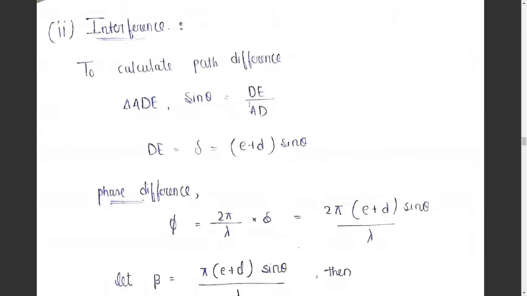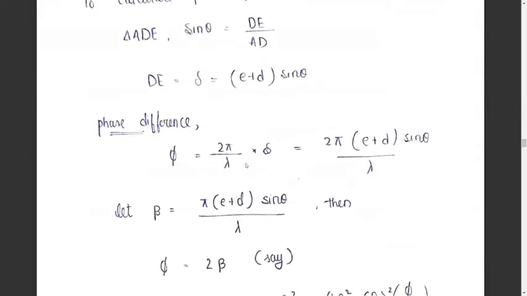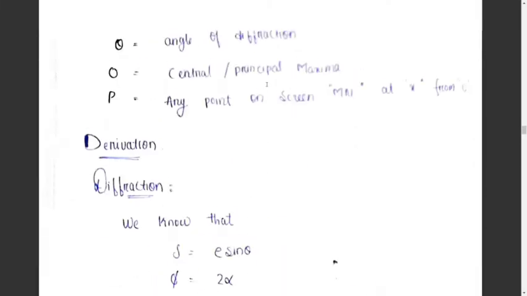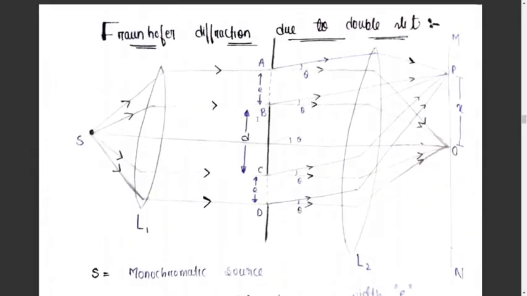So that path difference is nothing but e plus d into sin theta. So that is delta. From delta you can just calculate phi. Phi is nothing but 2 pi by lambda into delta. So you can just substitute those values. So why has e plus d come? You can see here there is something called d. So e plus d.